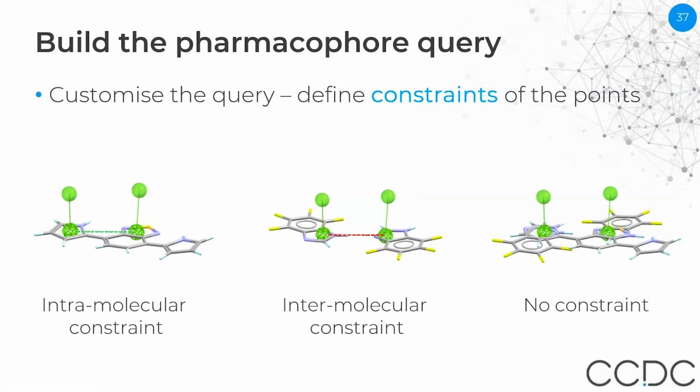You can also define no constraint. In that case, hits of both kinds can be found, and there are no dashed lines between the Pharmacophore points.